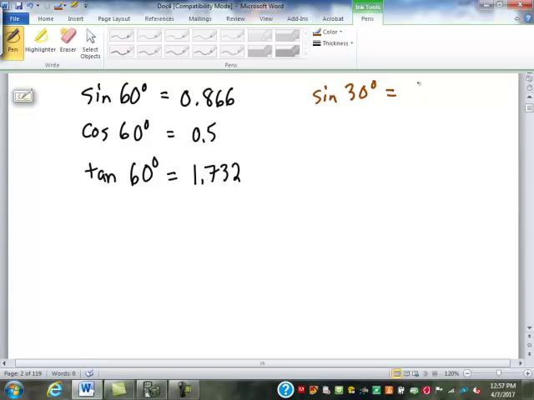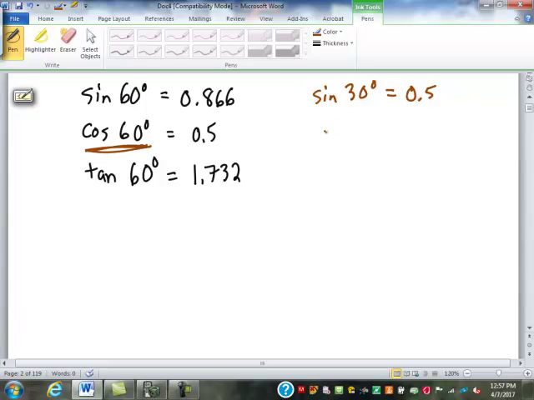Sine of 30 degrees. Now remember, we talked about co, meaning of the complement. What's the complement of 30? 60. So the cosine of 60, since 60 is the complement of 30, better equal the sine of 30, 0.5. Now punch it in your calculator. It is 0.5.